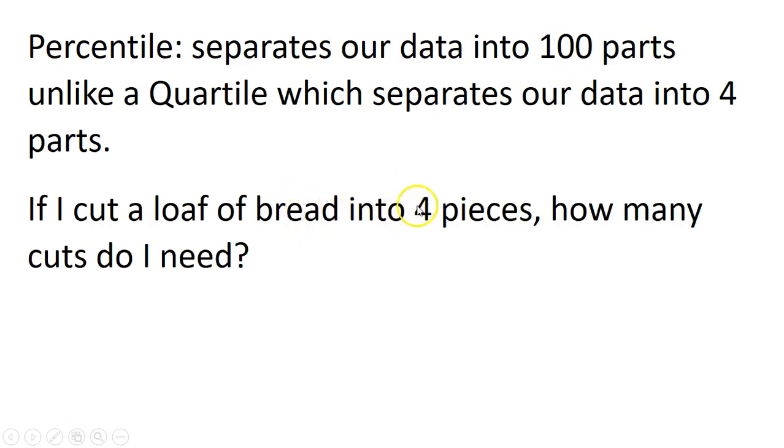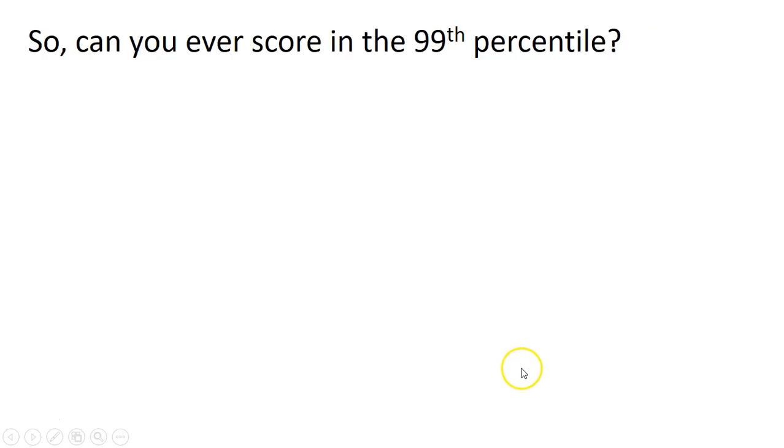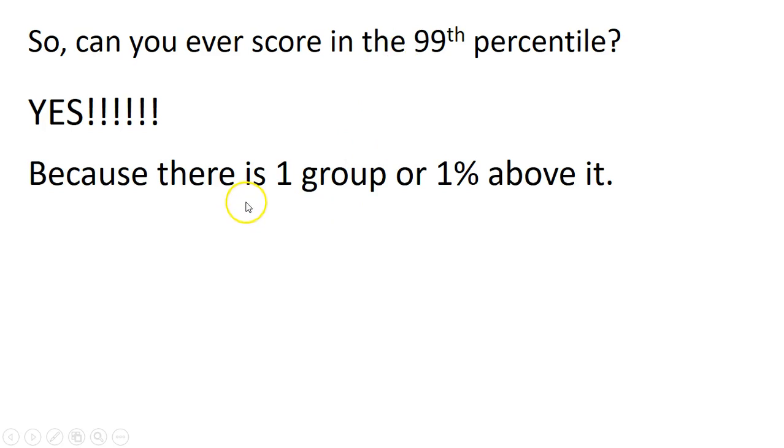If I cut a loaf of bread into 4 pieces, again, how many cuts did I make? I only made 3. We went over that a little earlier. So if I separate my data into 100 parts, I would only need 99 cuts in order to get all 100 parts. So can you ever score in the 99th percentile? Yeah, you can. That's that one cut right before, because there is one group, or 1%, above it. There has to be something above and below when you're doing this.